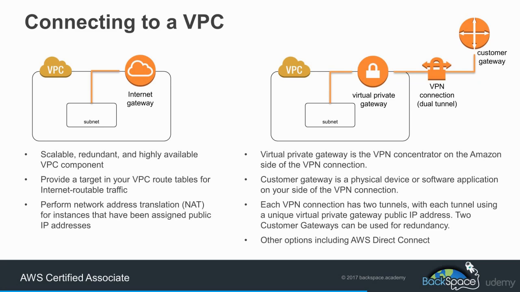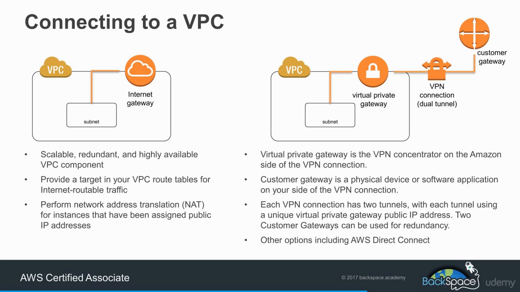One thing to understand here is that the VPN connection is a dual tunnel connection. So what that means is it's a dual tunnel, and it has unique virtual private gateway public IP addresses. If you want to take advantage of that dual tunnel connection for redundancy, you only need to have a second customer gateway. You don't need a second virtual private gateway to take advantage of that.